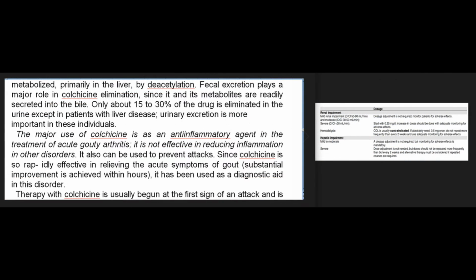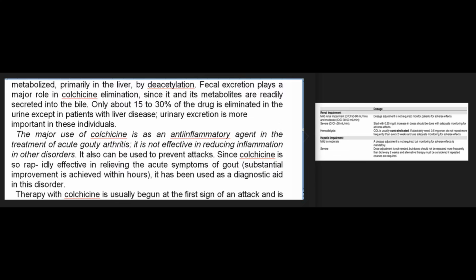The drug is metabolized, primarily in the liver, by deacetylation. Fecal excretion plays a major role in colchicine elimination, since it and its metabolites are readily secreted into the bile. Only about 15 to 30% of the drug is eliminated in the urine except in patients with liver disease. Urinary excretion is more important in these individuals.